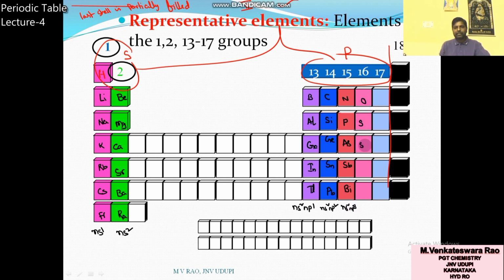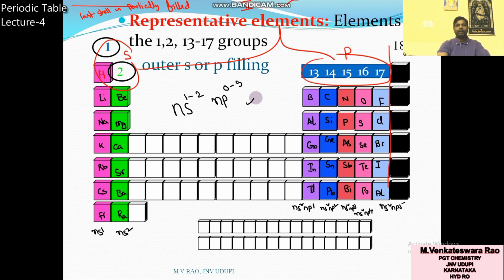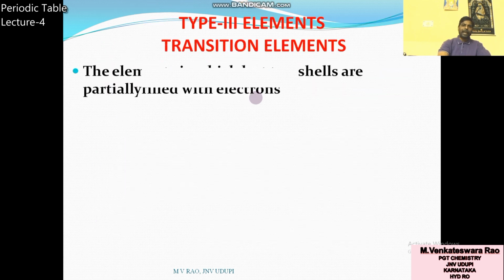Oxygen, sulfur, selenium, tellurium, polonium. General configuration ns2 np4. Fluorine, chlorine, bromine, iodine and astatine. General configuration ns2 np5. So overall the general configuration of representative elements is ns1 to 2, np0 to 5. This is about type 2 elements. All these are chemically active to get a stable configuration. Next, type 3 elements.